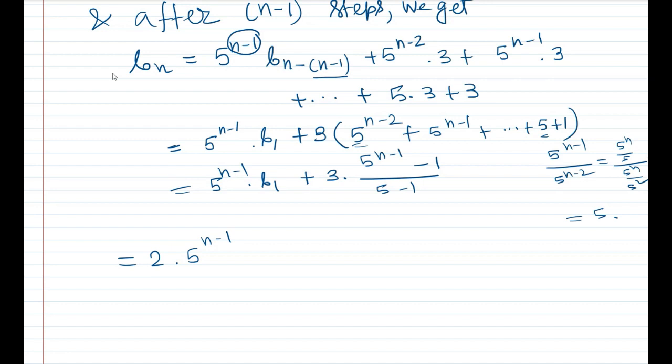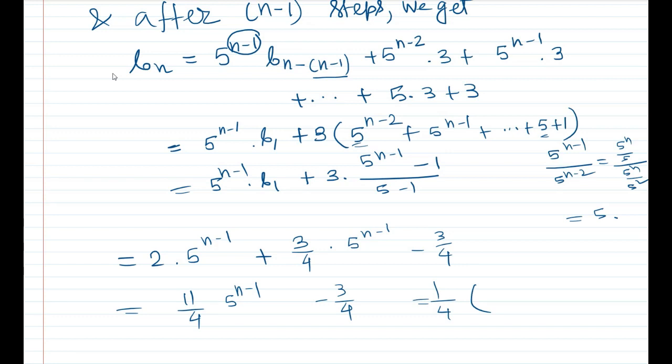Why 2? Because b1 is given as 2. So 2 into 5 to the power n minus 1 into 3 by 4 into 5 to the power n minus 1 minus 3 by 4. So this equals 11 by 4 into 5 to the power n minus 1 minus 3 by 4, and this equals 1 by 4 into (11 into 5 to the power n minus 1 minus 3).